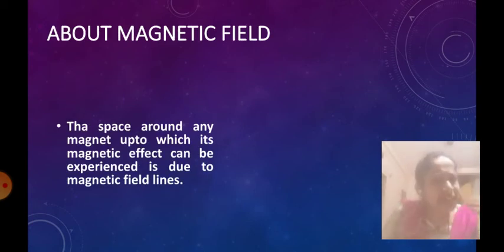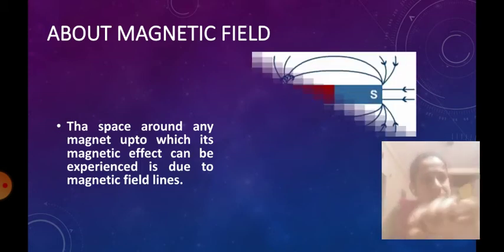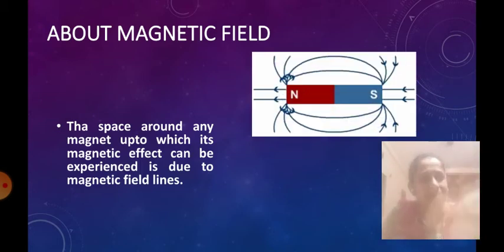Now let us try to learn about what a magnetic field is. So where is it present? It is the space around any magnet up to which its magnetic effect can be experienced. And this magnetic effect is due to magnetic field lines. You can see over here in this picture, there is a magnet, and you can see certain lines here. These lines are called magnetic field lines.